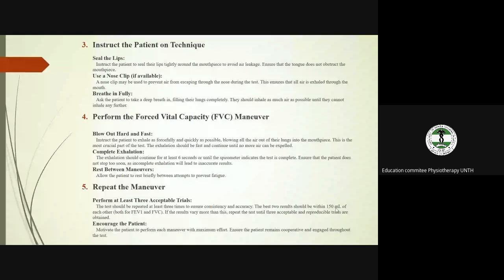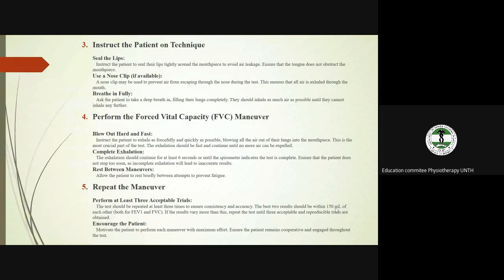Then if the patient did not bring out the air, but you know the patient has taken enough air, as a technologist, scientist, physiotherapist, or doctor, when you see the results you can assess the type of obstruction, whether the patient has obstructive or restrictive lung disease. Then you perform at least 3 acceptable trials. The test should be repeated at least 3 times to ensure consistency and accuracy.